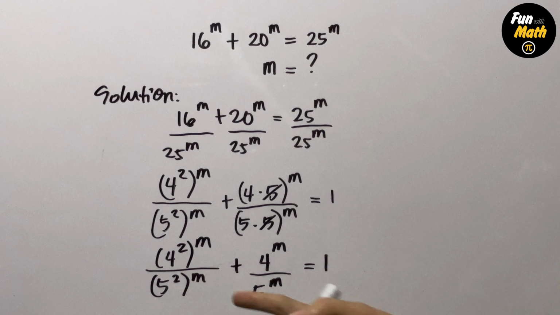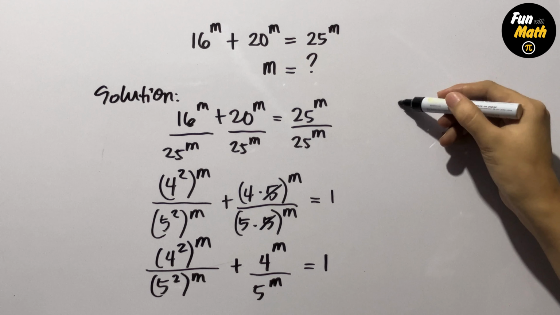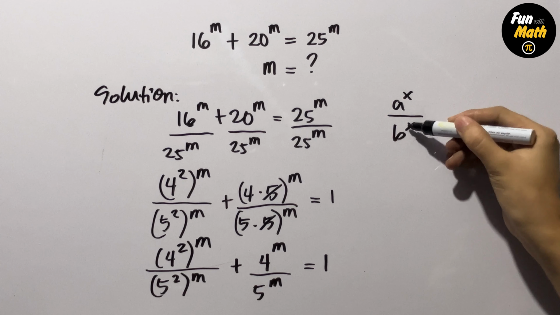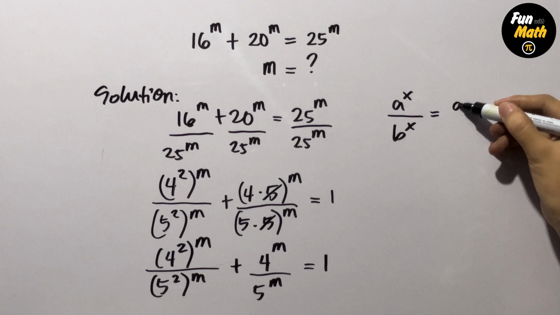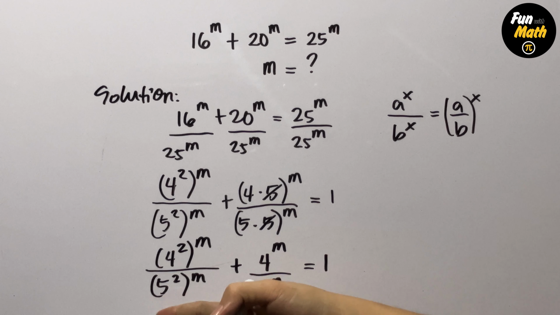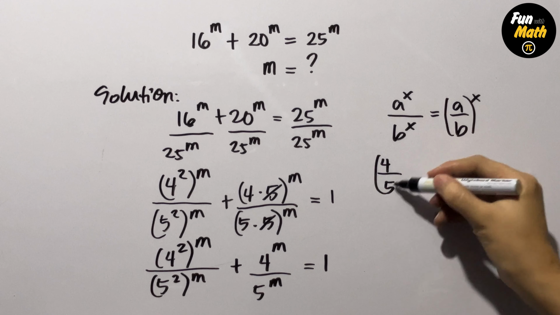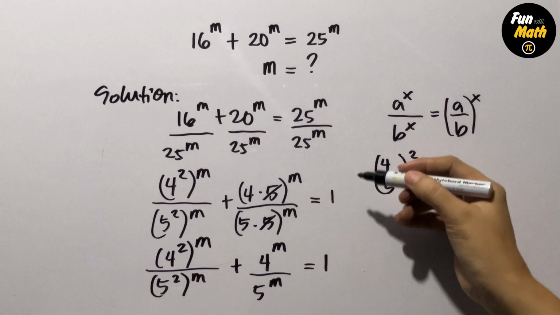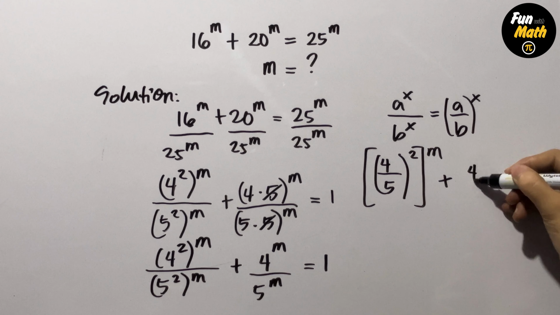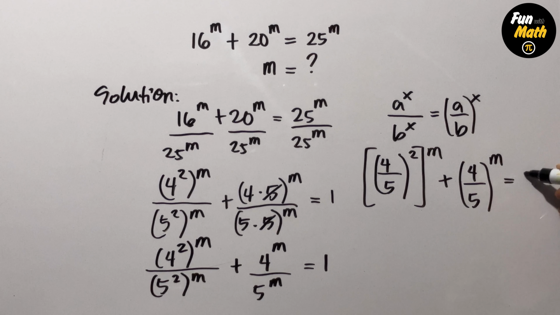Now next, we can write this by following the rule of a power. We have a to the power of x over b to the power of x, which is also equal to a over b whole to the power of x. So now let's write it as 4 over 5 whole to the power of 2, whole to the power of m, plus 4 over 5 whole to the power of m equals 1.